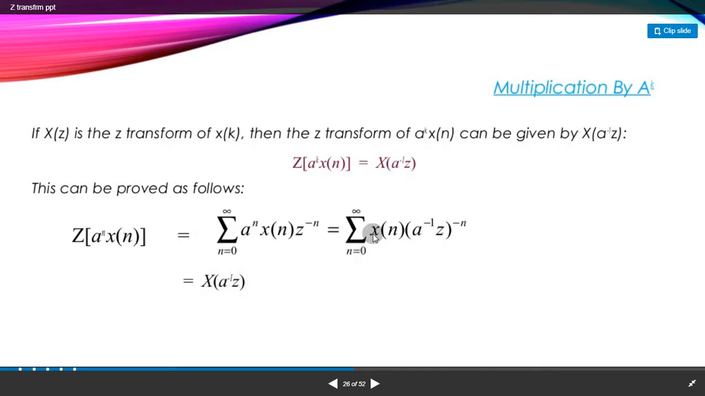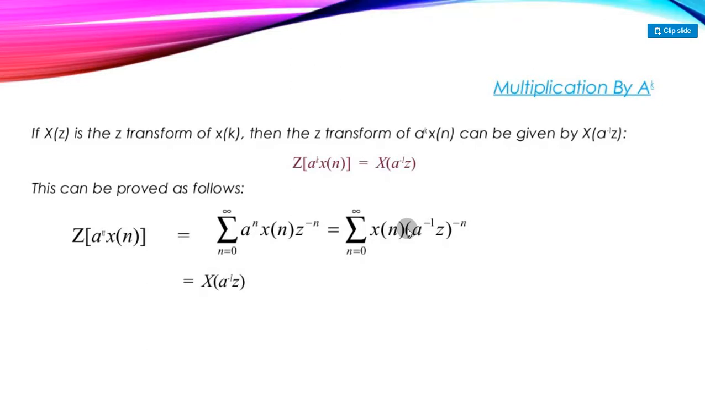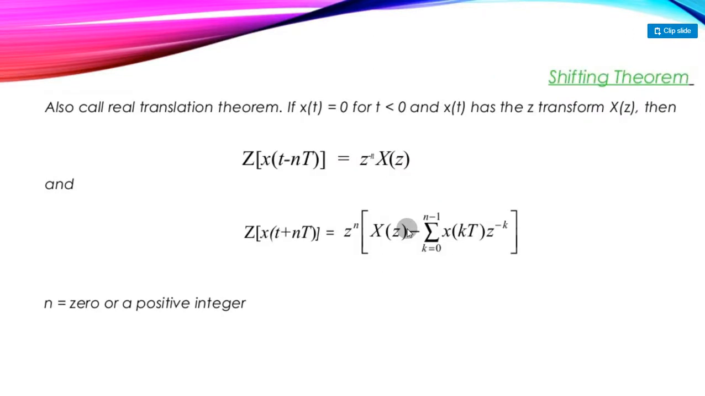Okay, so from this you can easily understand that multiplying by a to the power k can be written as X(a to the power minus 1 z). Okay, so let's go to the next slide for another property.